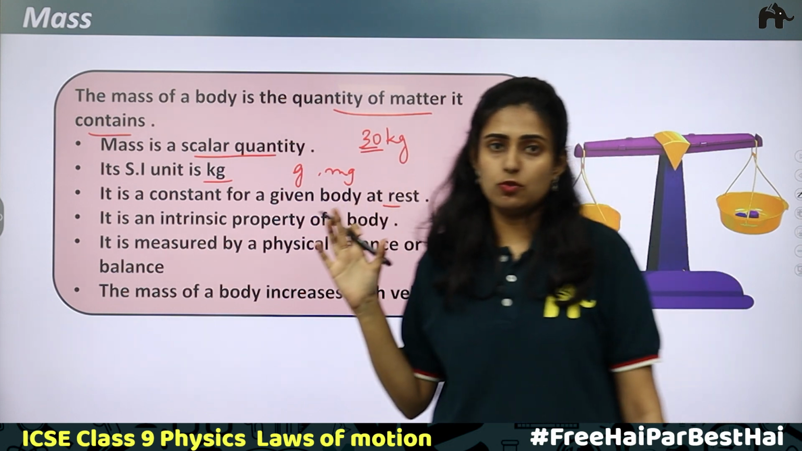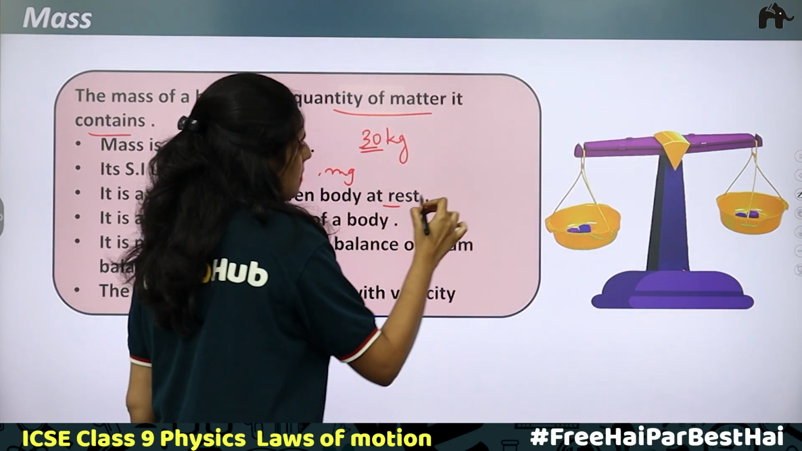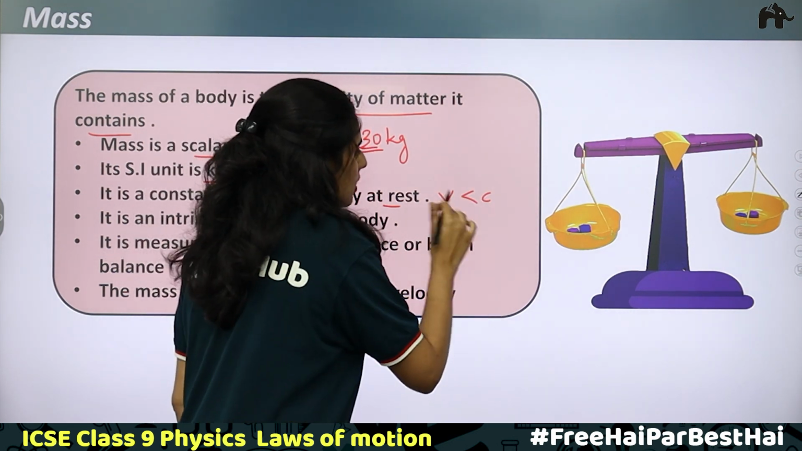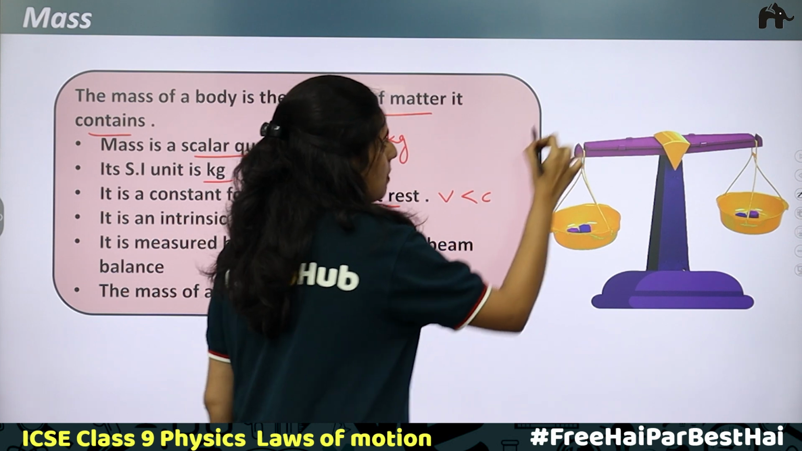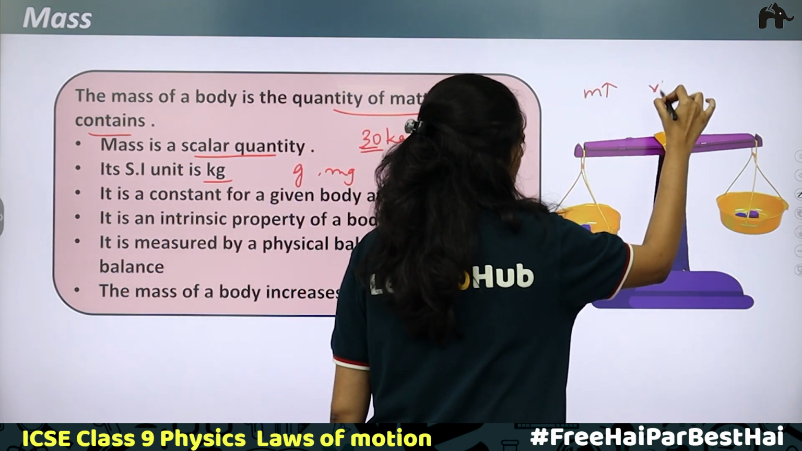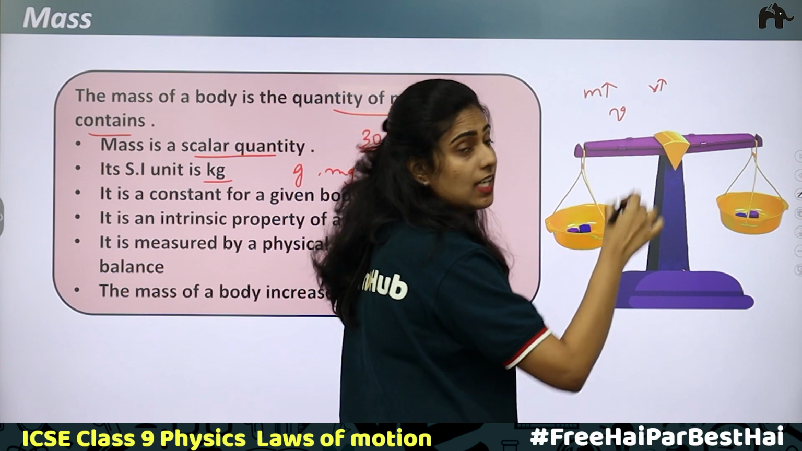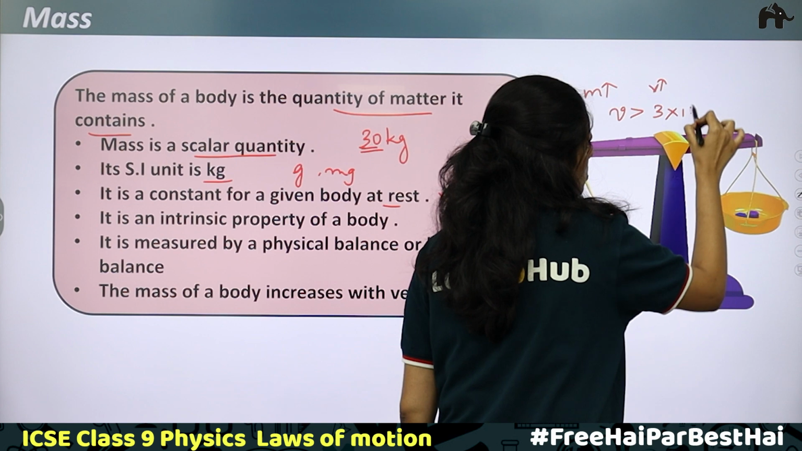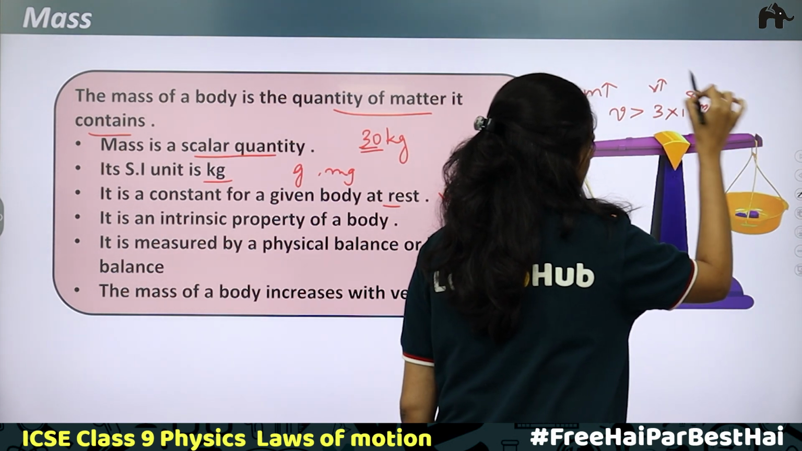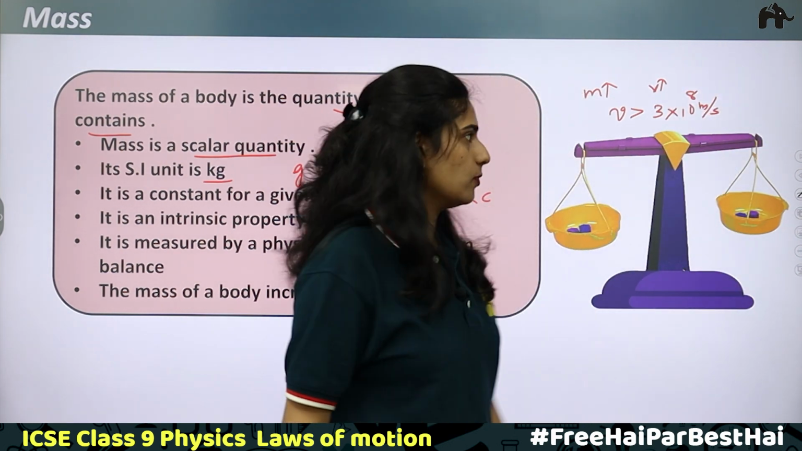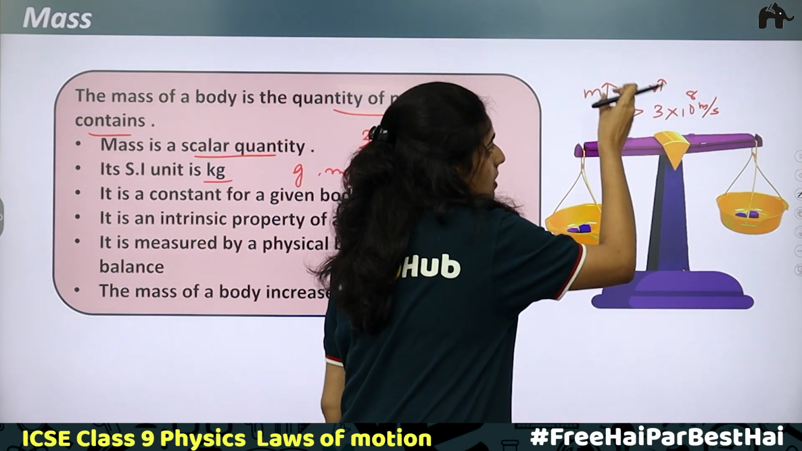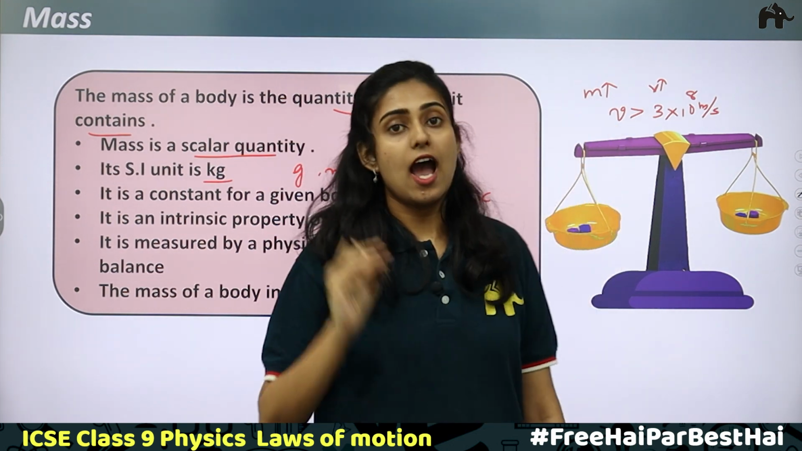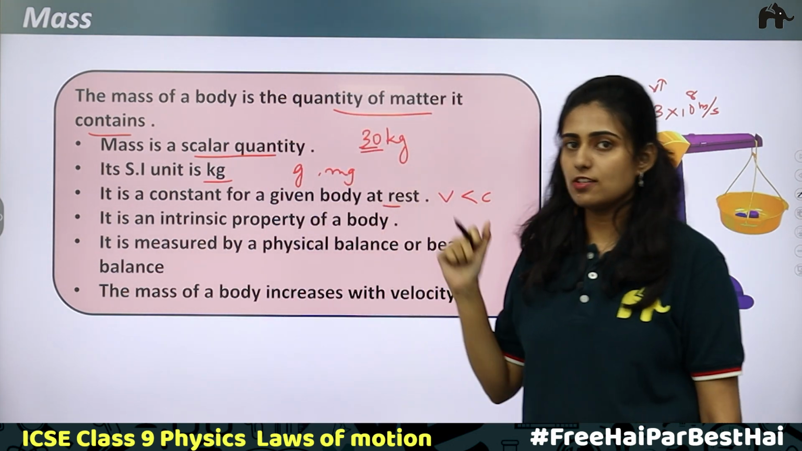Okay. Now, if it is moving, let's say if the velocity of the body is less than the velocity of light, then the body's mass is not going to change. But the mass increases with increase in velocity only when the velocity of the body is greater than or approximately equal to 3 into 10 raised to 8 meter per second, which is the speed of light in air. Only when the body's velocity increases beyond this value, only in that case the mass will increase. Until then, the mass will be a constant value.